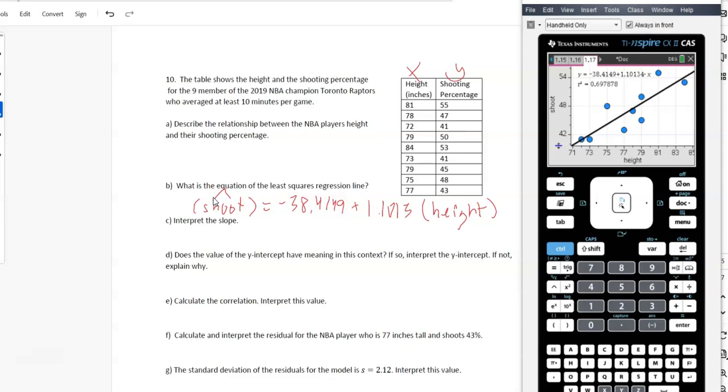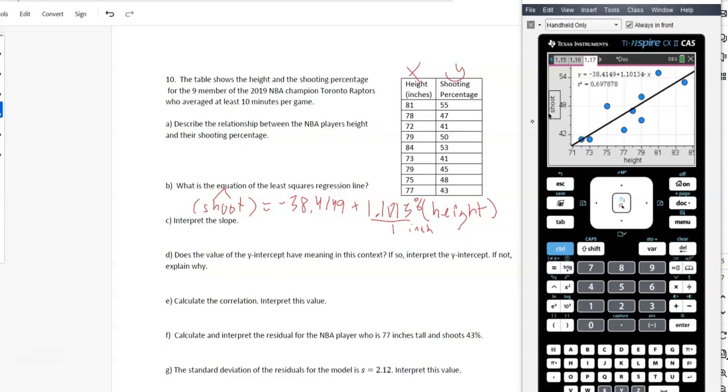Interpret the slope. So the slope is this guy, and think of it as a fraction, right? So the x value is the height, which is measured in inches. So this is in inches. And this one is a percentage, right? That y value, that 1.1013 is a percentage. That's the shooting percentage. So you would say something in words. I'm just going to say it to you. Every time an NBA player is an inch taller, their shooting percentage goes up by 1.1013%. So that's nice, right? The taller you are, the better your shooting percentage.